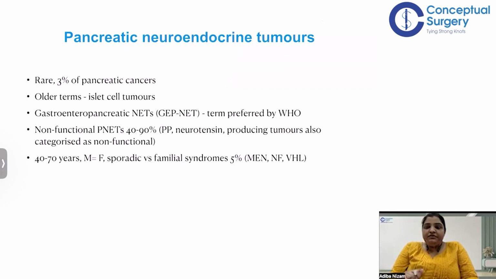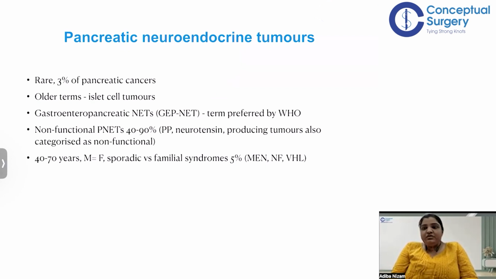So, a brief introduction to pancreatic neuroendocrine tumors. These are rare tumors. They form only about 3% of the pancreatic cancers. The older term used was islet cell tumor, but the term that is now preferred by WHO for GI tract and pancreatic neuroendocrine tumors is gastroenteropancreatic neuroendocrine tumors. Most commonly, when we talk about pancreatic neuroendocrine tumors, the most common variety is the non-functional. In the functional tumors, the most common type is the insulinoma. We'll be coming to this later also.